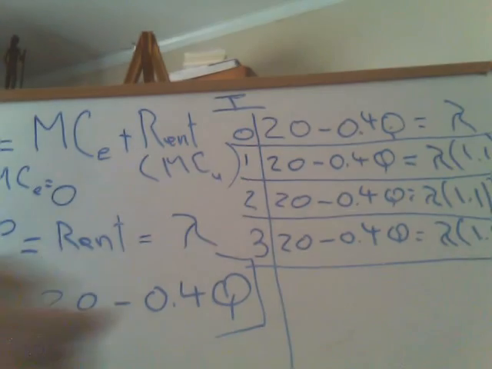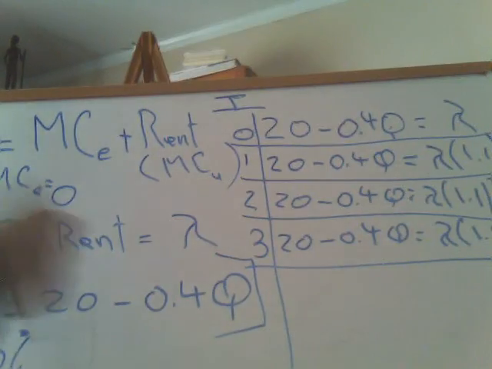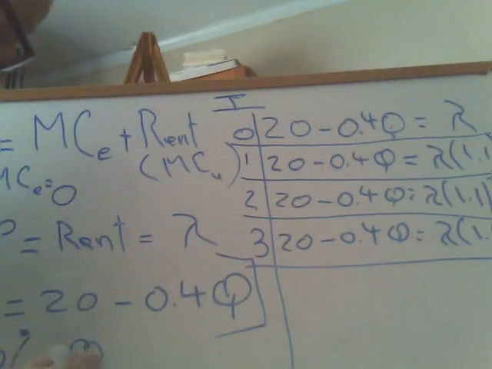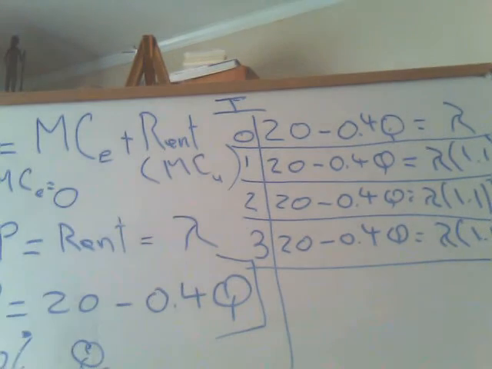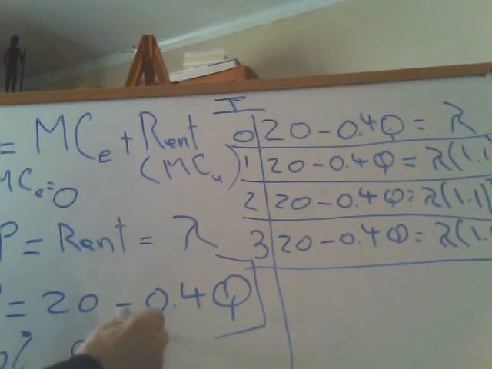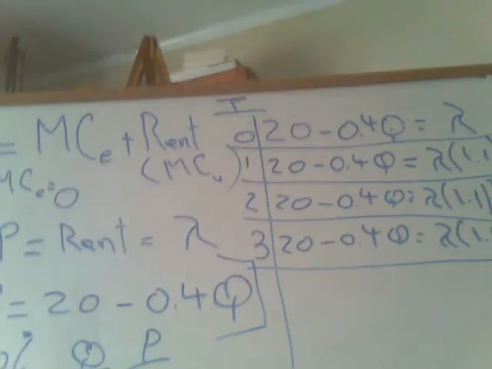So in that case, when Q is 0, what is the highest price that you're willing to pay in this case? When Q is 0, how much is P? So P is 20, right?